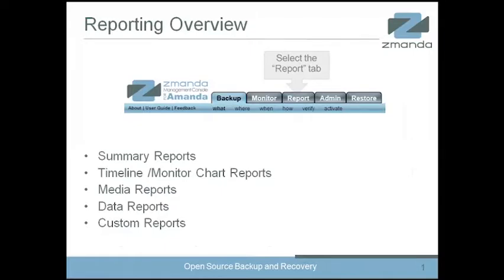There you can access the 4 main built-in report types. Summary report, showing whether the backup was error-free, had warnings, or had errors. The timeline chart report, which is a historical view of monitoring runs. The media report shows which media was used for a backup run and whether it was a full or partial backup. And the data report, which shows a summary of the backup in the form of a list of clients and the directories that were backed up.